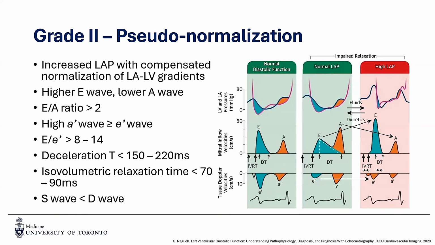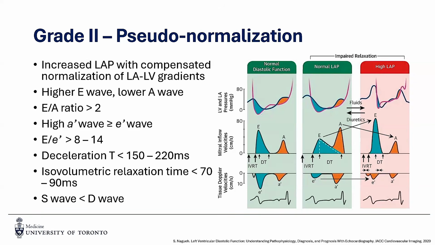Now, if we look at what will actually unmask the underlying pseudonormalization, we look at, obviously, the tissue Dopplers as well. The A prime in this situation is still going to be greater or equal to your E prime because the myocardium is still relaxing relatively poorly. This itself has not changed compared to grade 1 diastolic dysfunction.